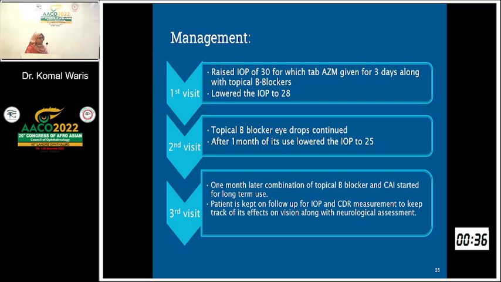blocker were given for long-term use, and now the pressure of the right eye is 12 mmHg, whereas that of the left is 11. So it is very much controlled. The CDR, however, of the right eye is 0.6, whereas that of the left eye is 0.2. So the patient is kept on follow-up for IOP and CDR measurement, and to track the effect of the pressure on the vision along with the neurological assessment. So this is how we manage Sturge-Weber syndrome.